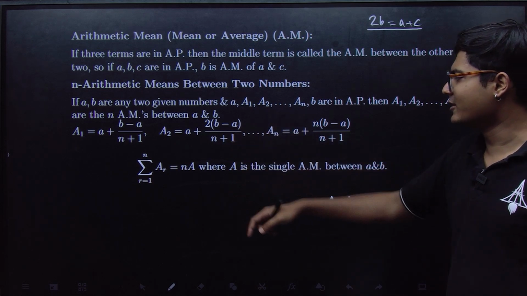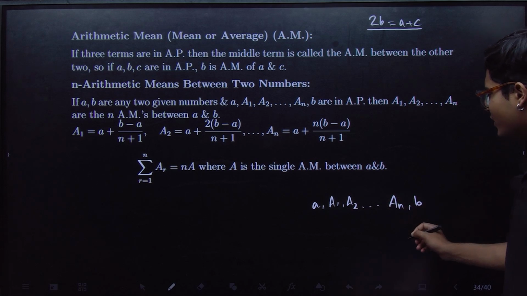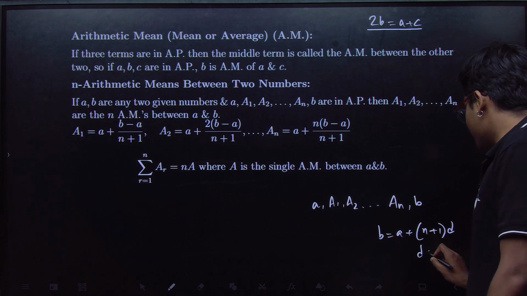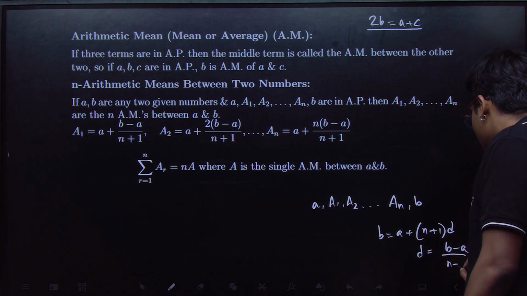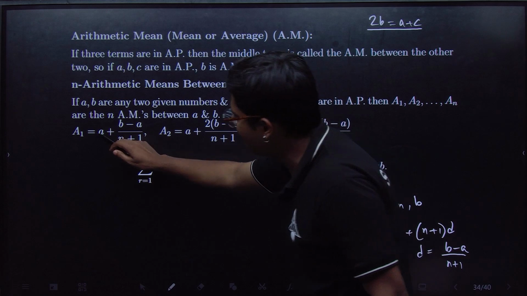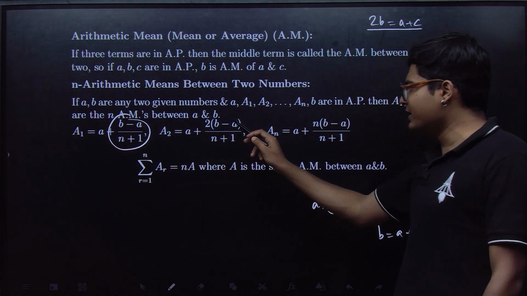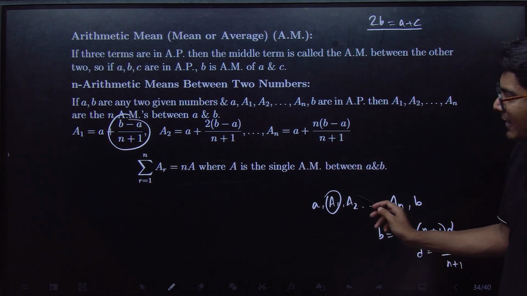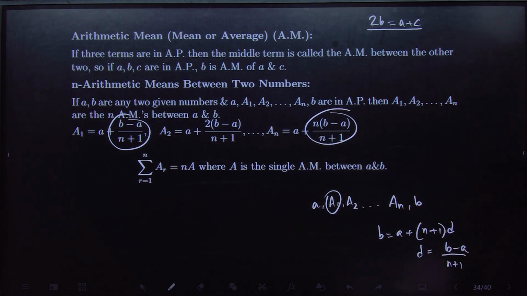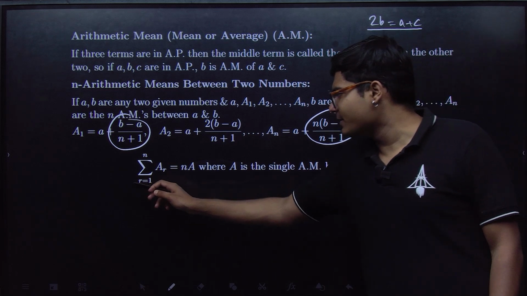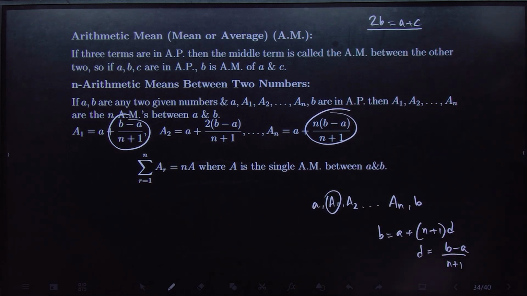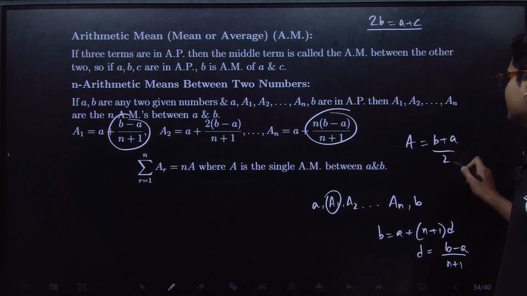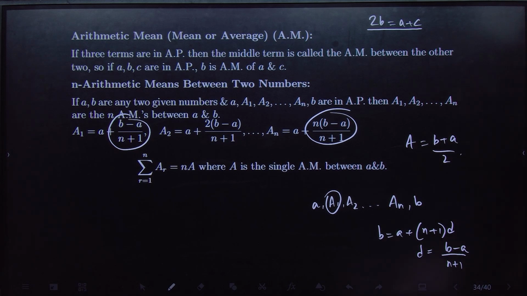Now if you want to find the general term of this, observe that this has how many terms? N plus 2 terms. So B is going to be A plus (n plus 2 minus 1), so (n plus 1) D. So the common difference of this AP is nothing but (B minus A) by (n plus 1). The first arithmetic mean is nothing but A plus the common difference. The second is A plus twice the common difference, all the way till the nth arithmetic mean, which is the (n plus 1)th term of the AP, that's going to be A plus n times (B minus A) by (n plus 1). If you add all these arithmetic means, you always end up with n times capital A, where capital A is the single AM between A and B, that is capital A is nothing but (A plus B) by 2. Cool, so this is the property of means.